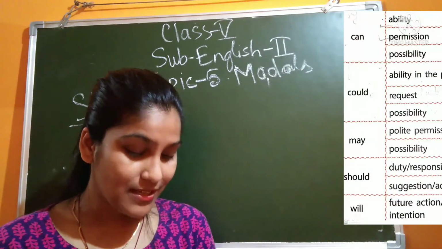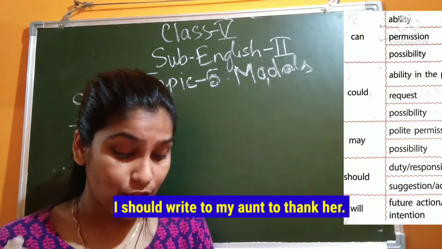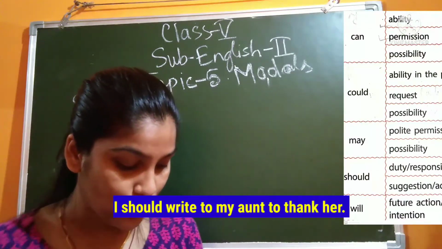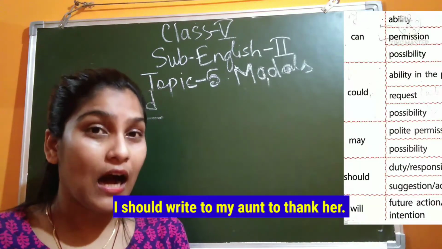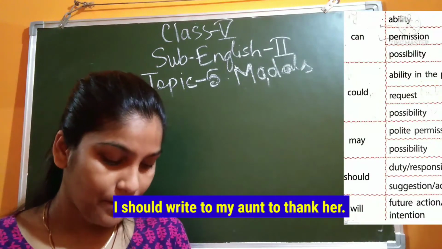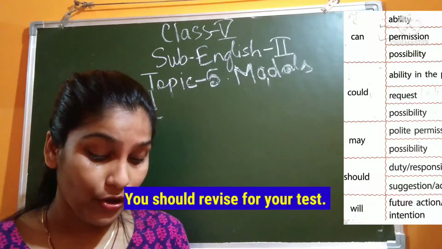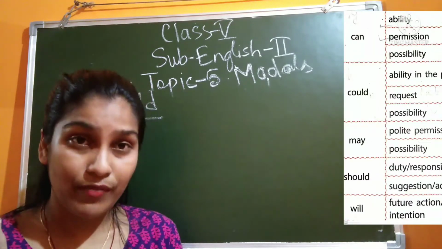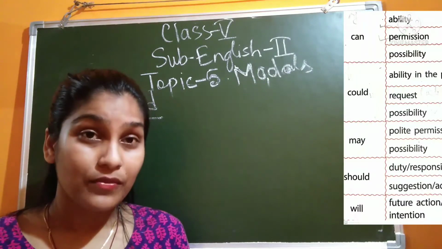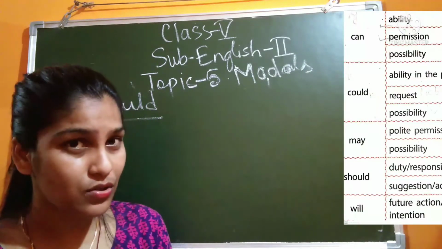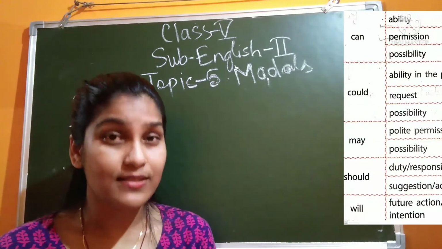Right. So first is duty or responsibility. It is my duty. Right. I should write to my aunt to thank her. So it is my duty. It is my responsibility to write a letter to my aunt to thank her. Okay. Next is suggestion or advice. As I told you, you should revise for your test. This is a suggestion, because you may forget what you have learned, right? Or you should speak in English, right? This is also a suggestion we can say, because it is very important nowadays, right?